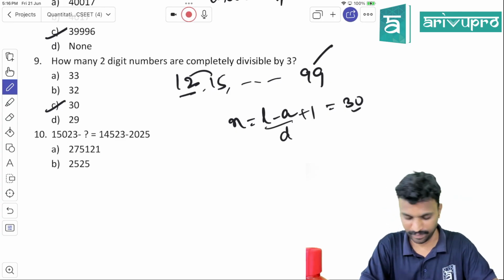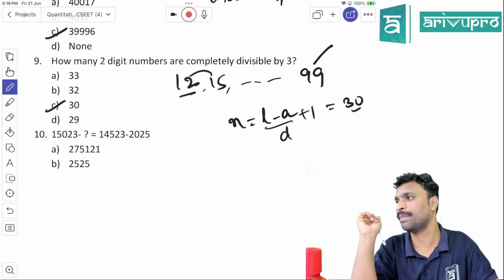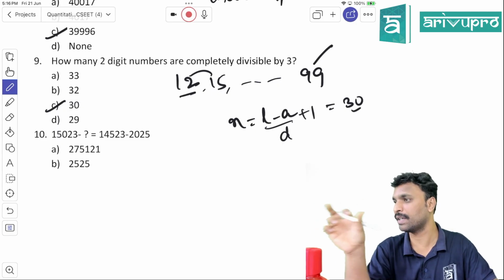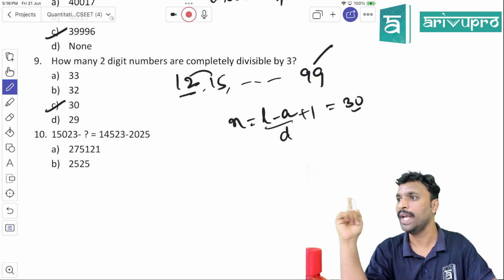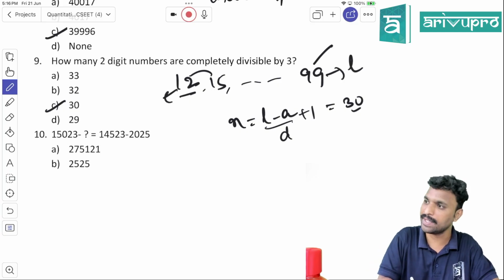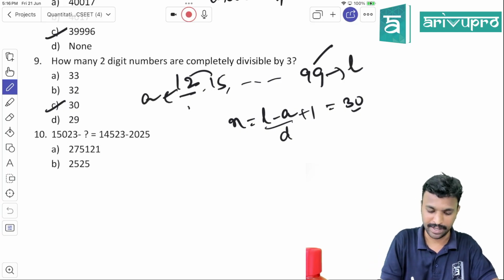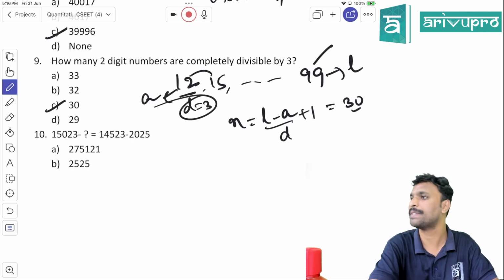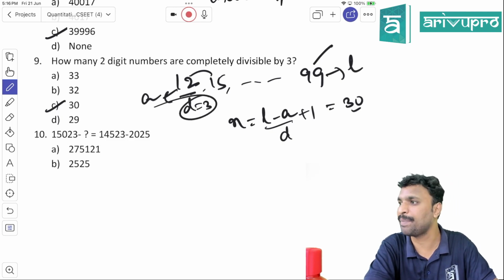Everyone, the shortcut you please remember. How many numbers between the given two numbers if you want to find out? L minus A by D. What is L here? 99. A is 12. What is D? 3, the common difference. I have discussed this in AP. Yes or no?